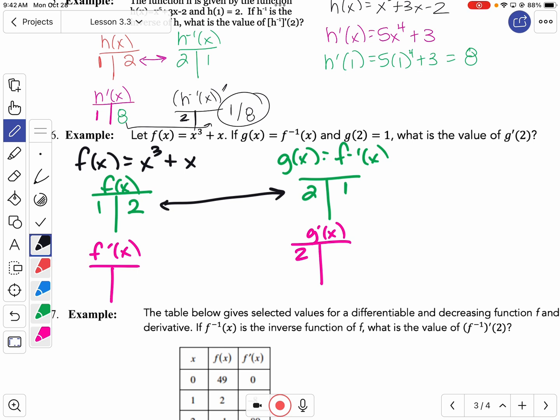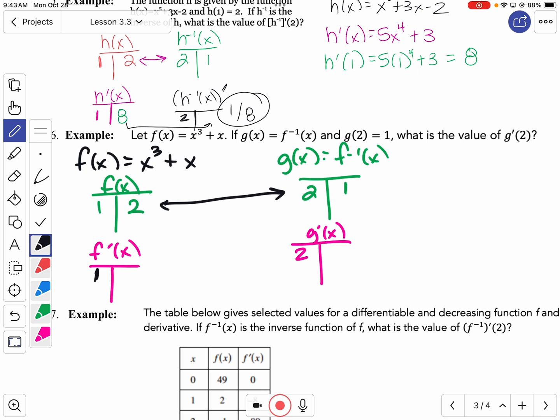Okay, there's my match point. So what does the x value have to be on f prime if the x value on g prime is 2? 1. Okay. So it has to match the f table, it has to match the g table. That's how I line them up. Okay, if it's 2 on g, then it's 1 on f.